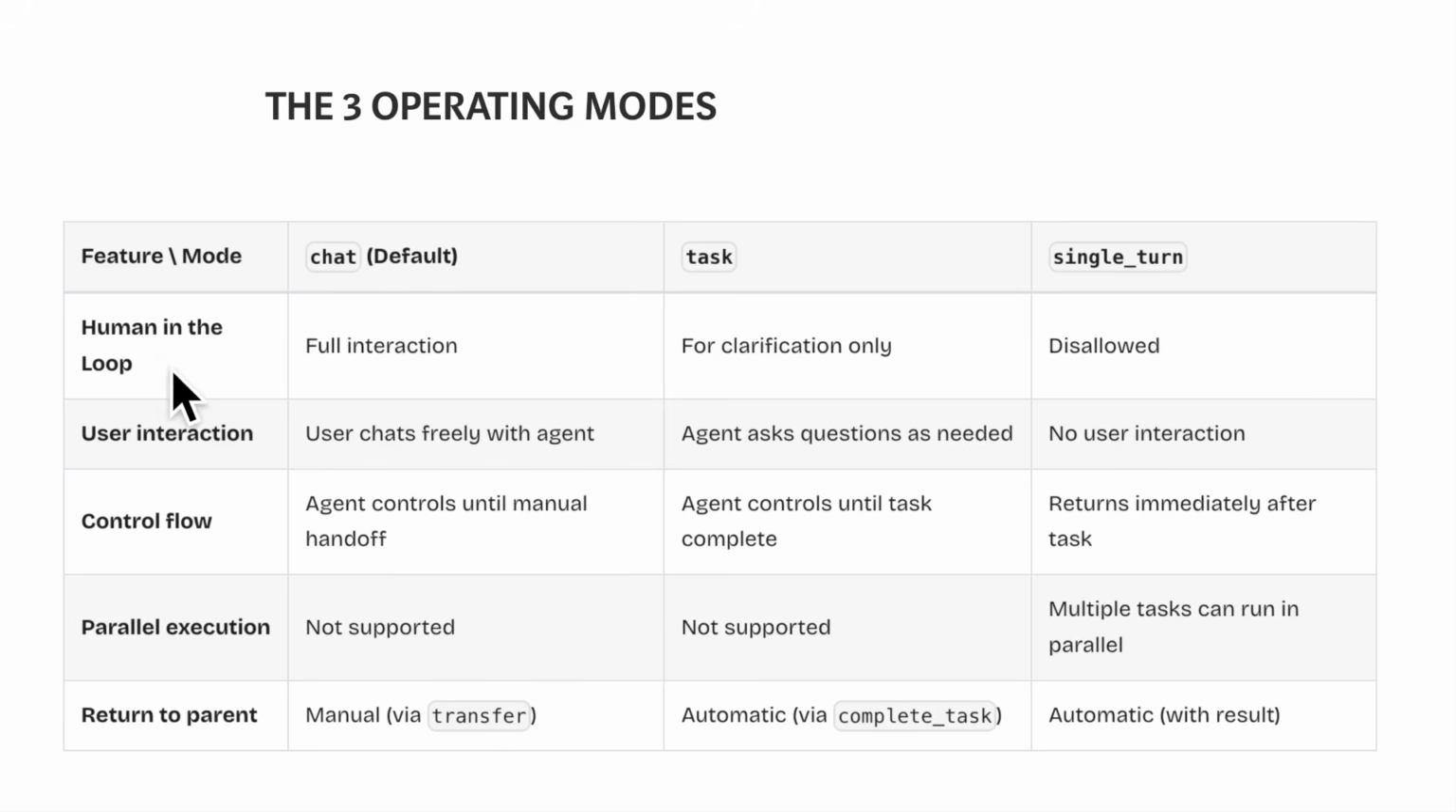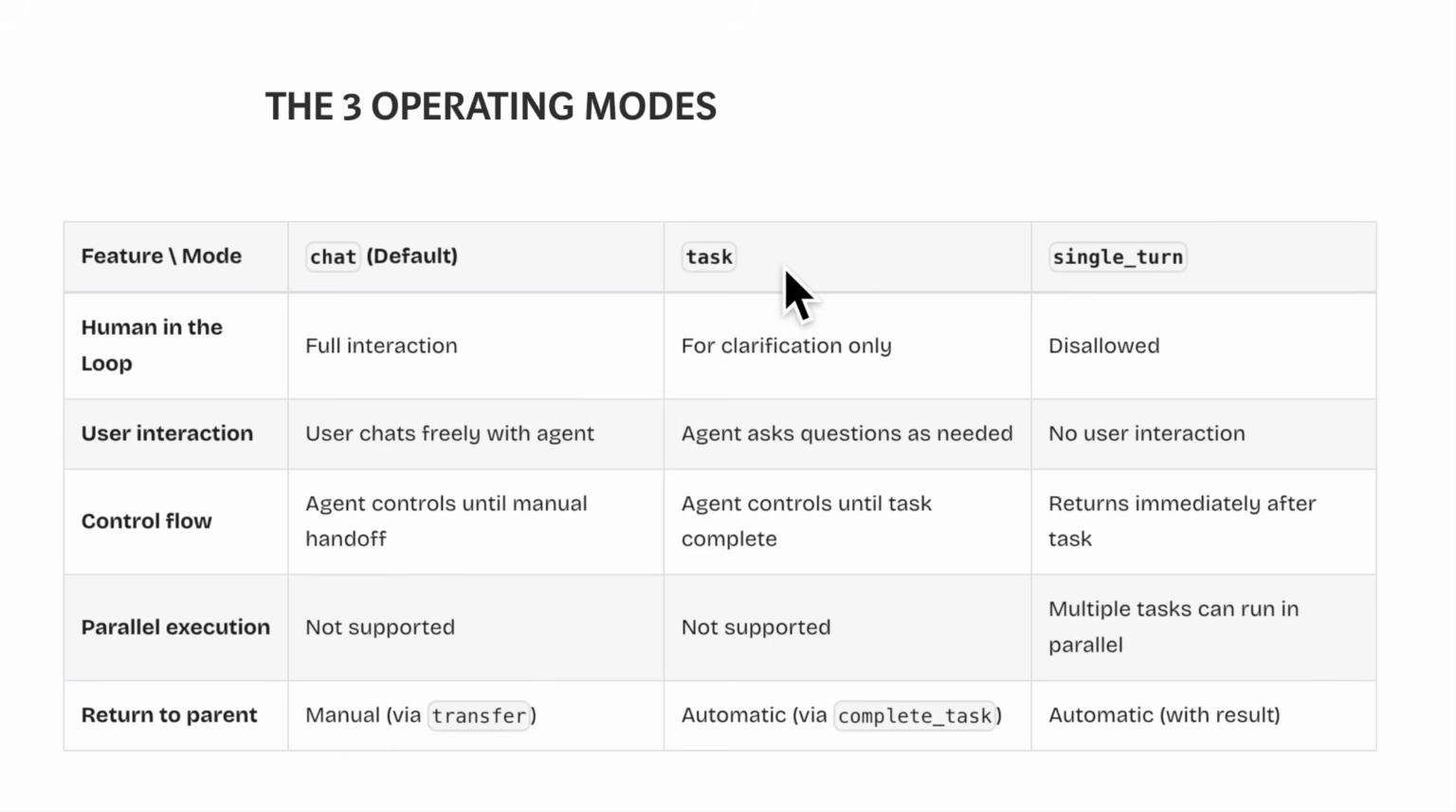In the chat mode, there is full human in the loop interaction. You're basically chatting with the agent, and as mentioned over here, user chats freely with the agent. The agent controls the process until there is manual handoff. Parallel execution in chat mode is not supported because you can't have multiple chats going on with the agent, and the handoff to the parent is manual via transfer.